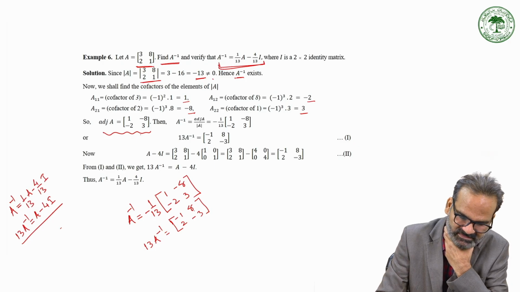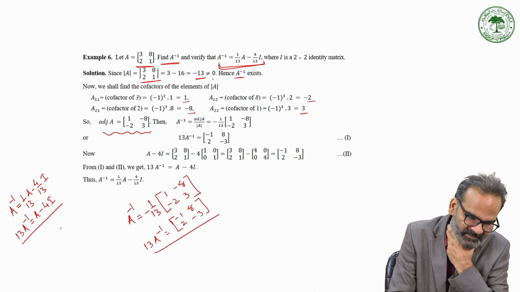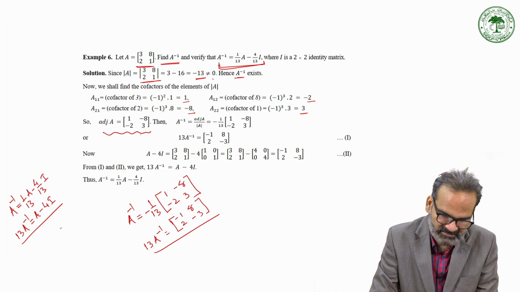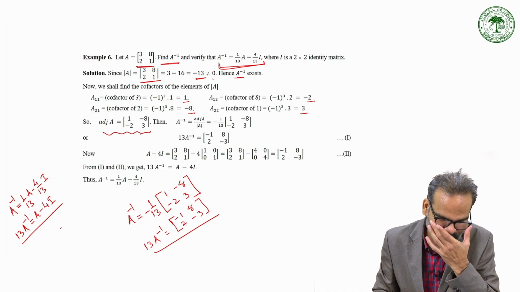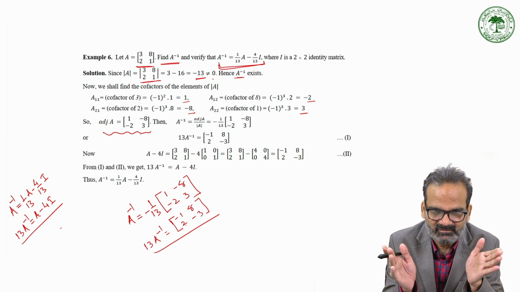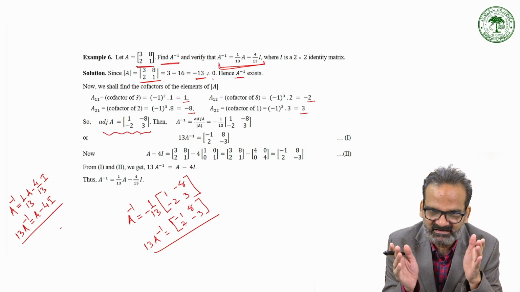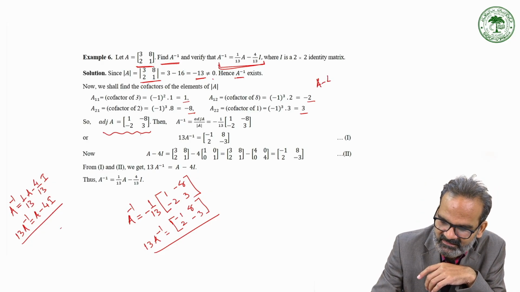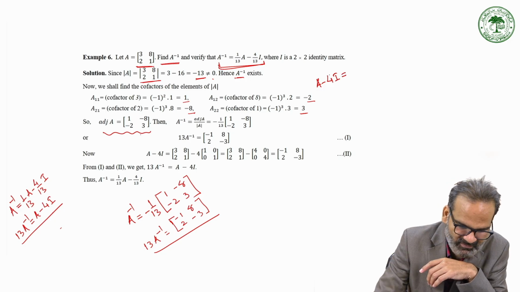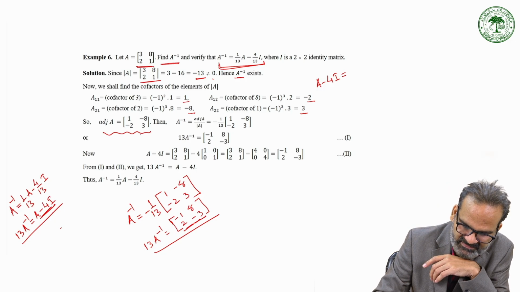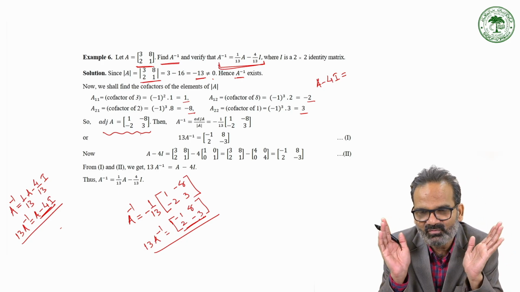Now look at this equation and this equation. Here 13A inverse is equal to A minus 4I. Here 13A inverse is equal to this matrix, right? So the left hand side of both equations is the same. What does it mean? The right hand side must also be the same. So if we calculate the value of A minus 4I, if the value of A minus 4I is equal to this matrix, then our result will be proved. Clear?